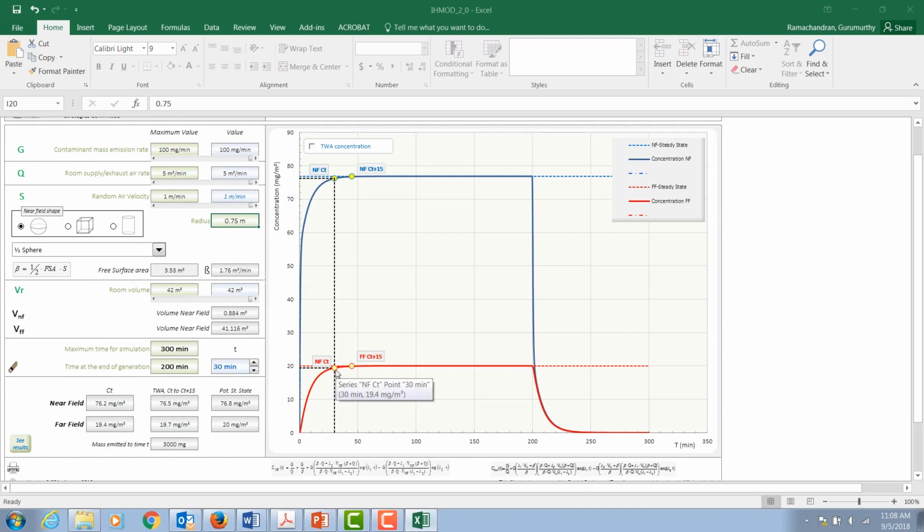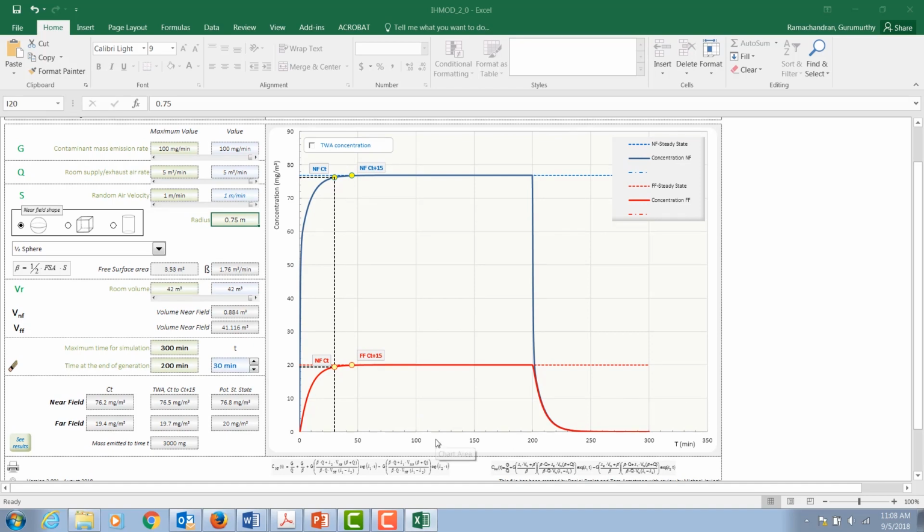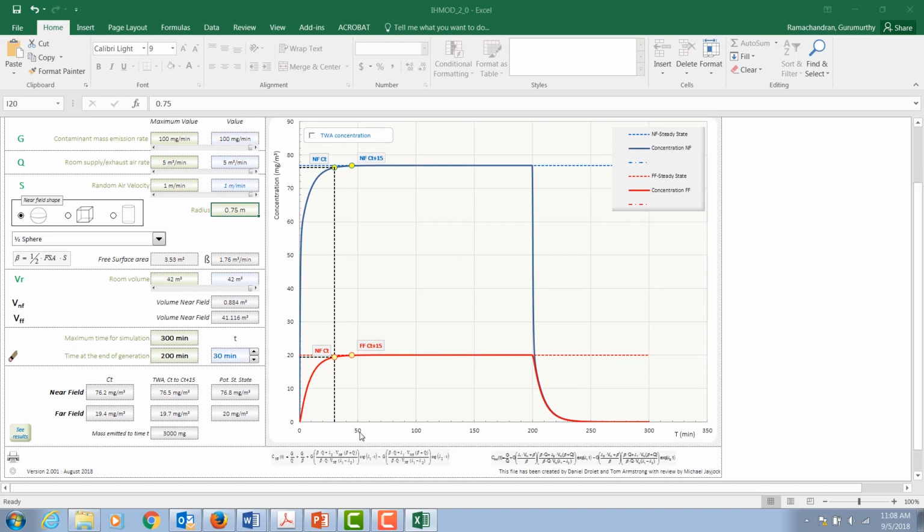So that's almost 19.4 milligrams per cubic meter for the far field, and 76.2 milligrams per cubic meter for the near field, and they are also shown in these boxes, or you can observe them visually. You can also see that the equations are predicting that both the near and far field concentration profiles have a period of rapid increase, and then they reach some steady state.